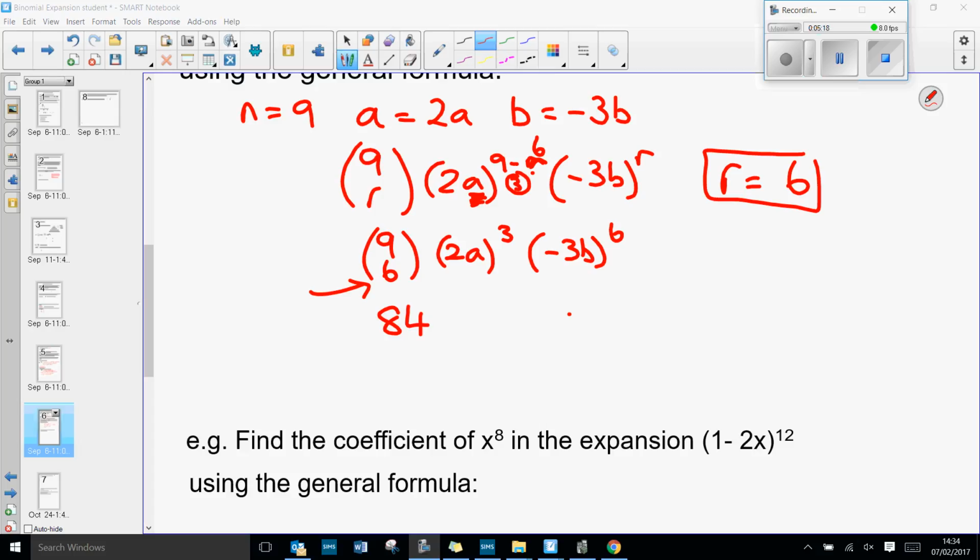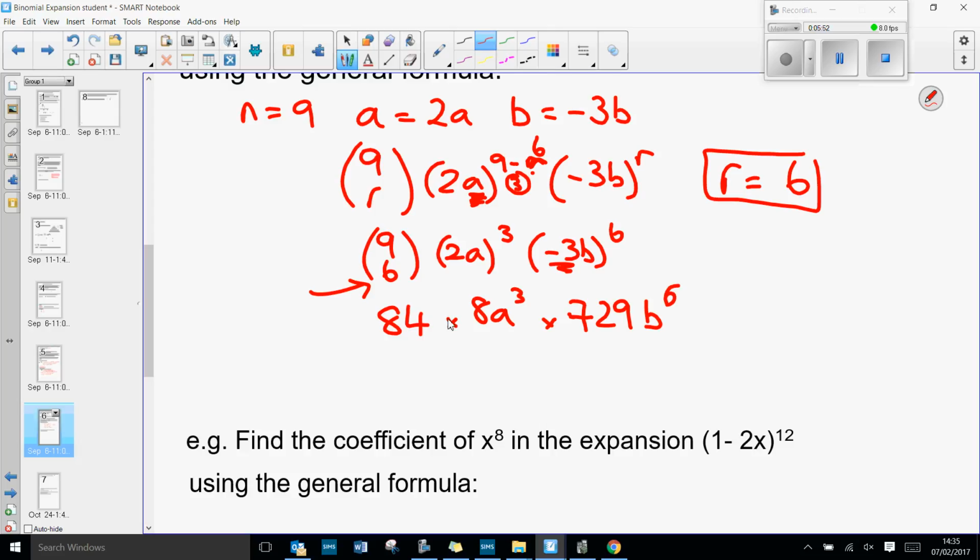Then we've got (2a) all cubed, which gives me 8a cubed. And remember, these are all being multiplied together. Then we've got (negative 3b) all to the power 6. So we need to know what negative 3 to the power 6 is. It's 729, it's not negative because it's an even power. So 729b to the 6. Then we can merge all of those numbers together because these are all being multiplied.